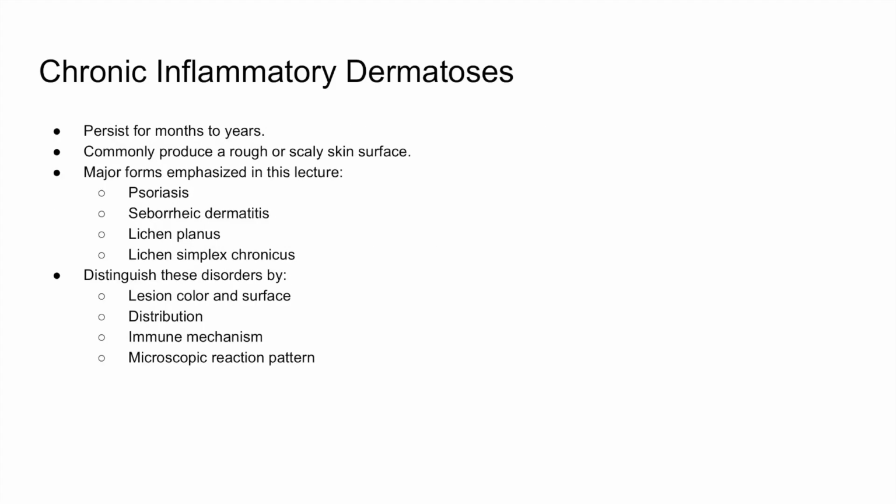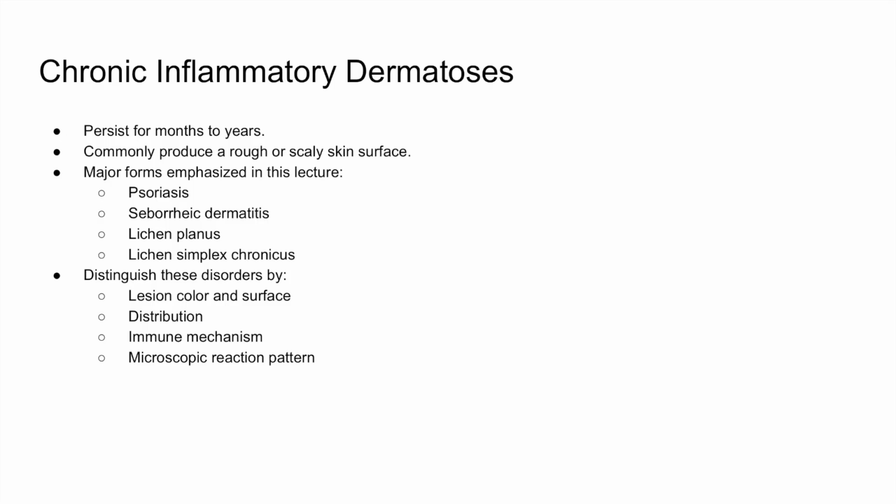So chronic inflammatory dermatoses persist for months to years and commonly produce rough, thickened, or scaly skin. The major entities here are psoriasis, seborrheic dermatitis, lichen planus, and lichen simplex chronicus. Psoriasis produces sharply demarcated plaques with silvery scale, usually on extensor surfaces. Seborrheic dermatitis produces greasy scale in areas rich in sebaceous glands, particularly the scalp, eyebrows, and ears. Lichen planus produces pruritic purple polygonal papules, oh my god, say that five times fast, with an interface dermatitis pattern microscopically. Lichen simplex chronicus is the result of repeated rubbing or scratching and therefore produces localized lichenification.